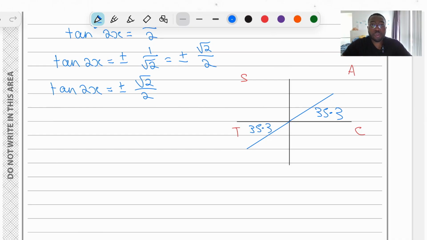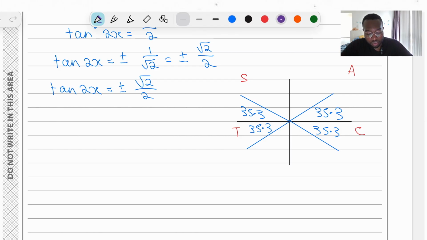Now, because we have plus or minus, that means that we also need to do the inverse tan of a minus root 2 over 2. Now, if you do that, then the only difference is you will get the same values, but in the negative quadrants for tan. For tan, that will be these two right here. So we actually just have the 35.3 in all of our quadrants like this. Okay, now we've done that.